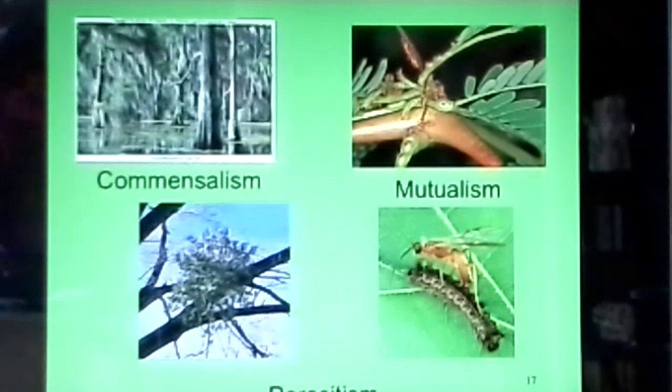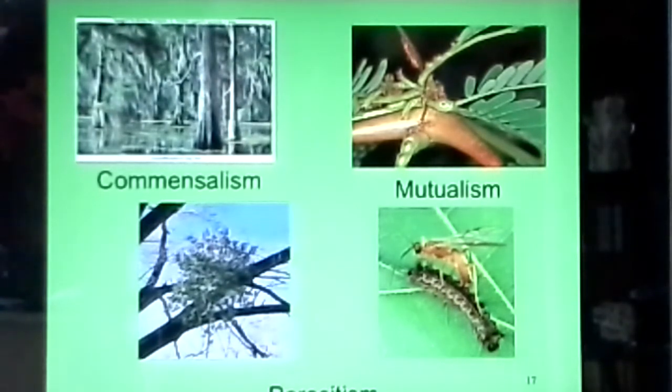My example is Spanish moss hanging on the tree. The Spanish moss gets its moisture from the atmosphere, so the higher off it is, the better. It doesn't hurt the tree, it doesn't dig its roots into the tree, it just hangs there. So it benefits and the tree is neutral.